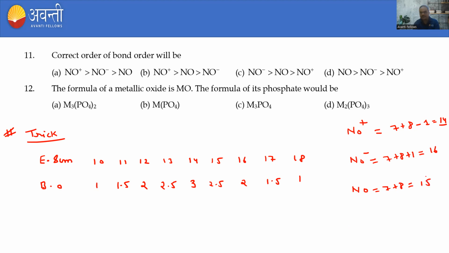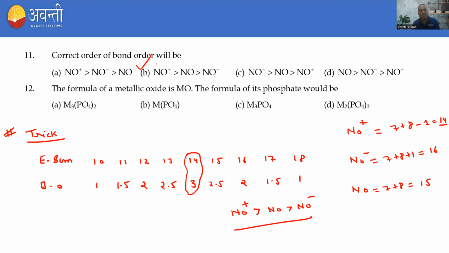That is 15. So according to this rule, if the electron sum is 14, then the bond order is 3, right? Bond order is 3 maximum. So NO plus has the maximum bond order. Then 16 corresponds to 2 and 15 corresponds to 2.5. Then comes NO, and then comes NO negative, right? So this is the correct order: NO plus, then NO, and then NO negative.